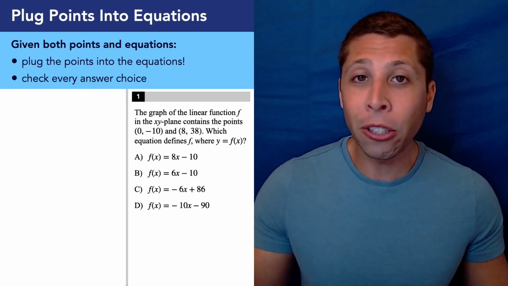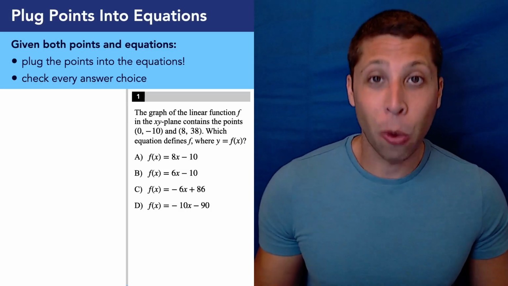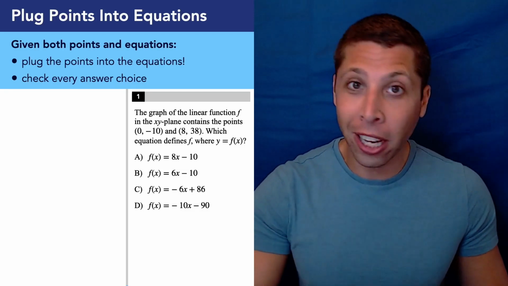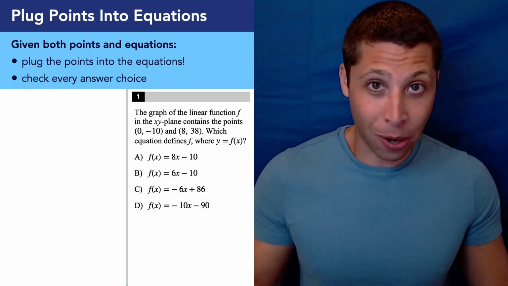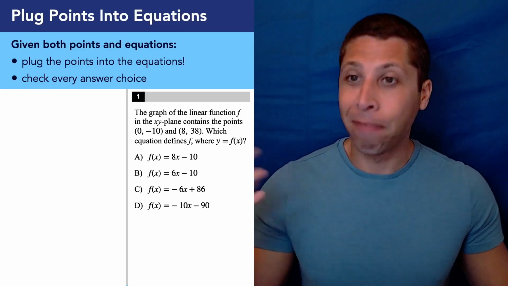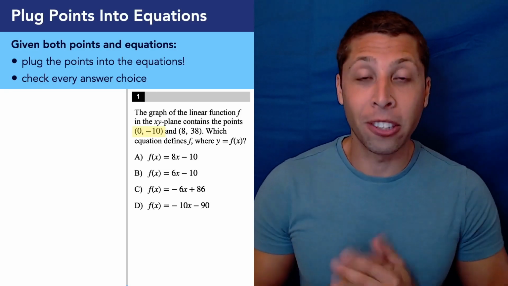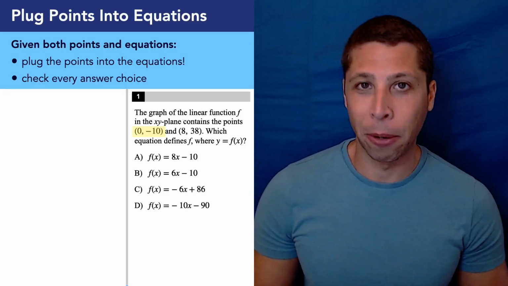So the first thing I would notice is I've got a bunch of equations in the answer choices. So remember, answer choices are just as much a part of the question as the question itself. So we can't ignore those. So that's where I'm getting my equations. And then I see some points, so I'm just going to pick one of them. Let's do the simple one, (0, -10), right? 0 is a nice, easy number.